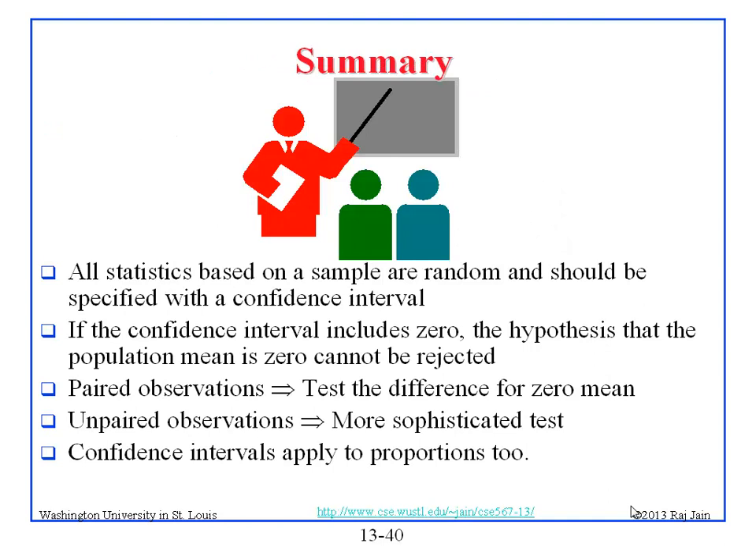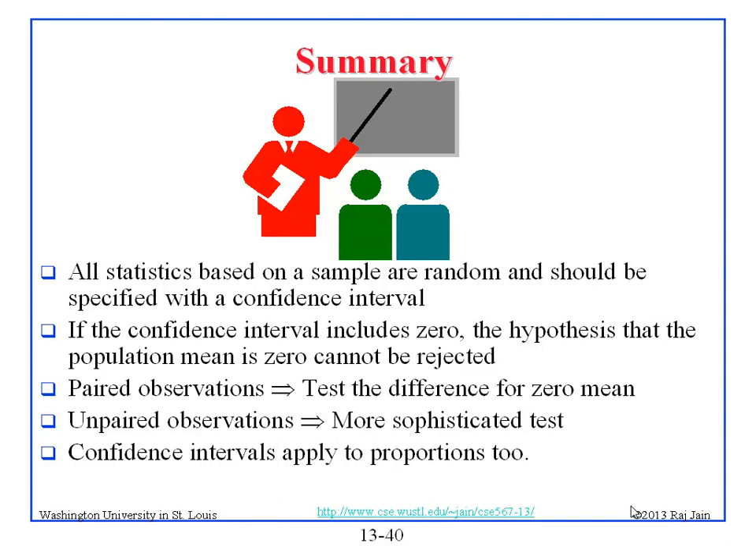All right, so let us summarize what we have done so far. First is that everything that you are getting from the measurements, or anything that you are getting from a sample, it could be simulation, is random and should be specified with a confidence interval. So a mean alone is the first step, but really you should give some idea of the variance, and that comes out with the confidence interval.